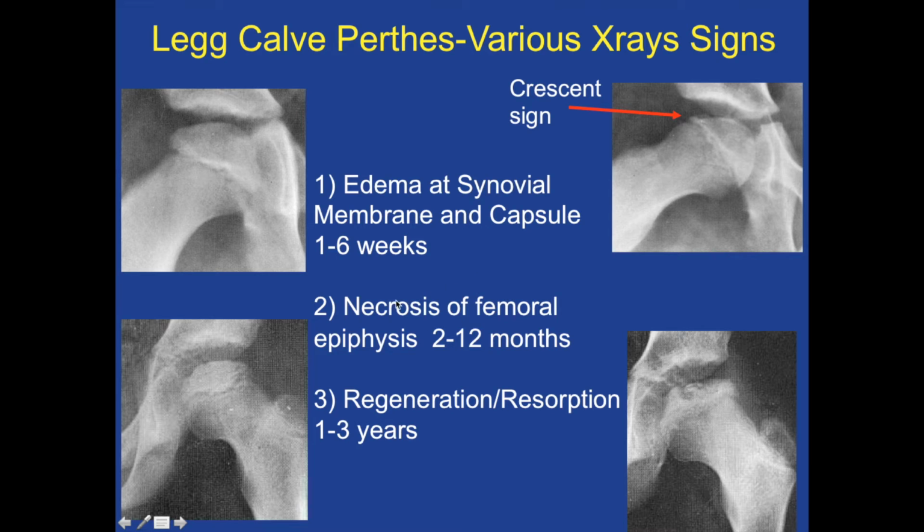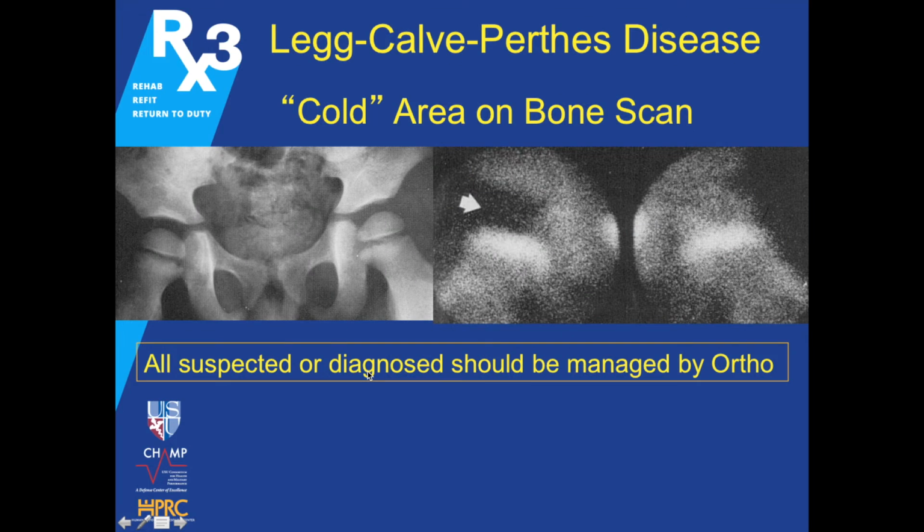And then right here we're getting necrosis. Actually, this is necrosis right here, and you see resorption, and then as it starts to regenerate, that's the third stage, and it's starting to grow back on here. And so there are various stages of Legg-Calvé-Perthes disease, and again, you don't have to memorize this.